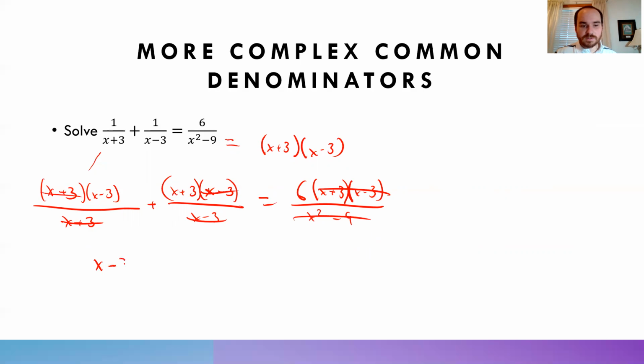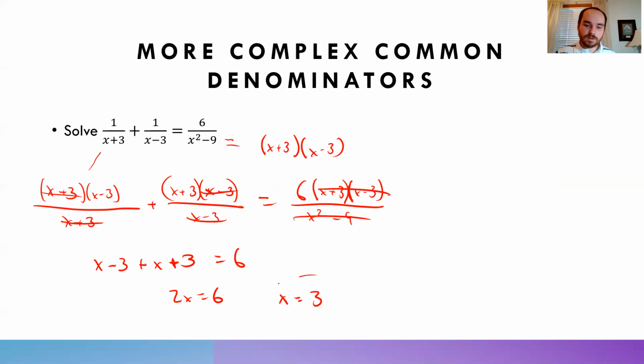That leaves us with x minus 3 plus x plus 3, there's too many crosses here, equals 6. We have a minus 3, we have a plus 3, those cancel out. That leaves us with 2x equals 6. And then we divide these out and we get x equals 3.